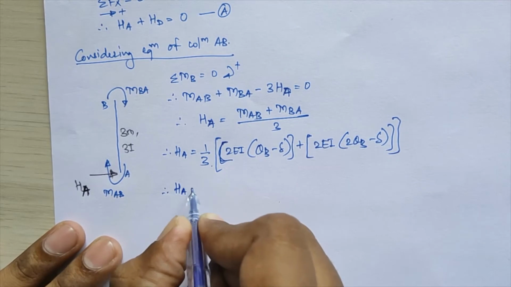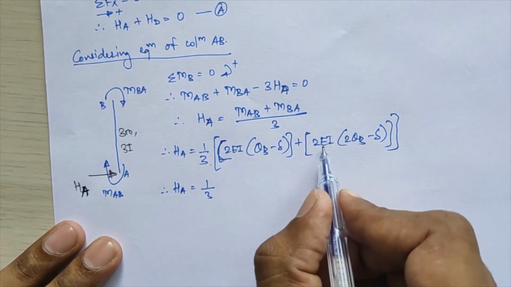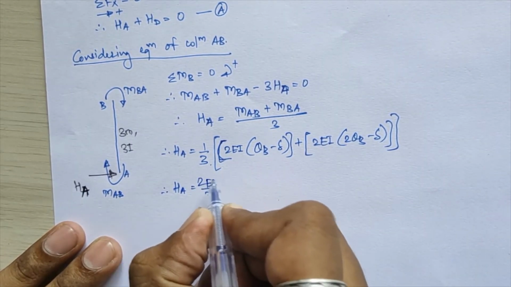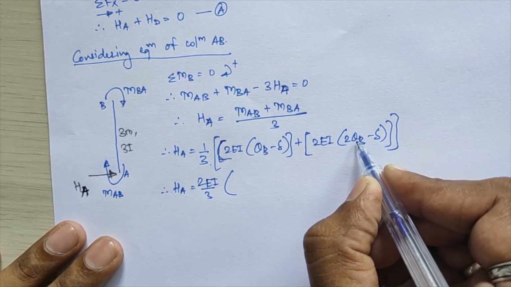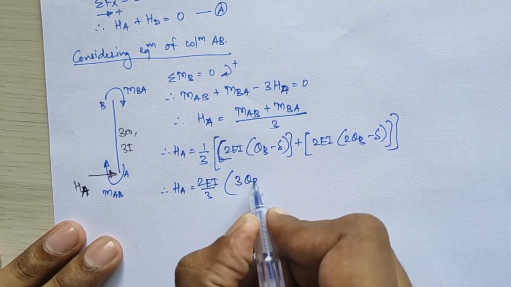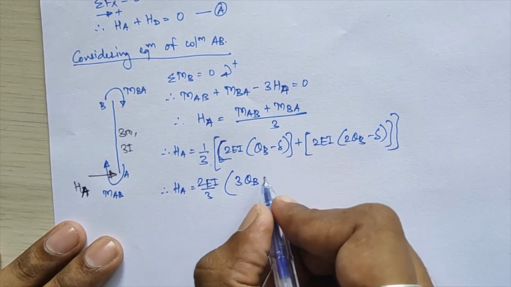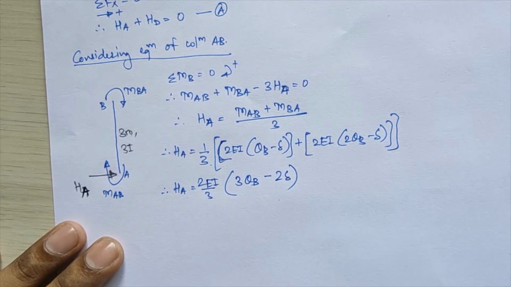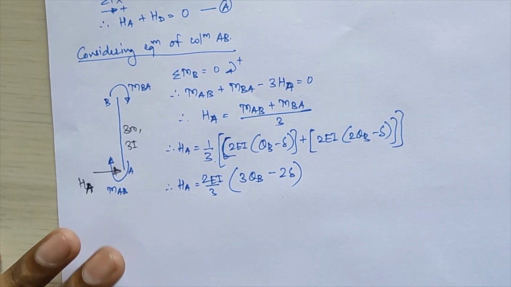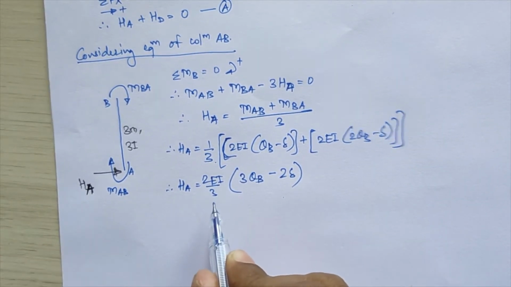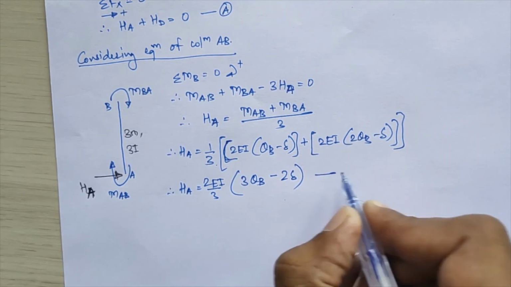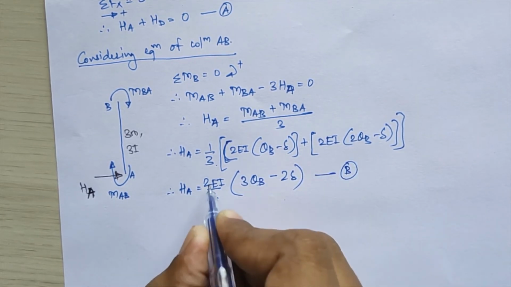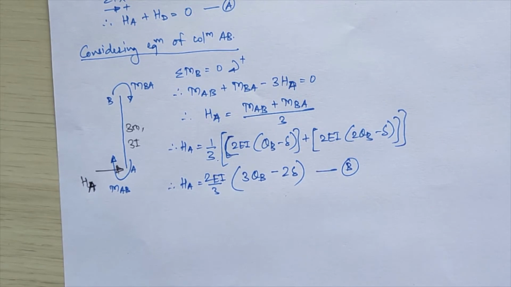Therefore HA is equal to 1 by 3 of, okay, this 2EI I am taking common from both these brackets. So what will remain here is theta B plus 2 theta B, which becomes 3 times theta B, and minus delta minus delta, which becomes minus 2 times delta. So this HA equation I am getting as 2EI by 3 into bracket 3 theta B minus 2 times delta. I'll call this equation number B. If you simplify 2 by 3, you will get 0.67. Okay, that you can simplify further.